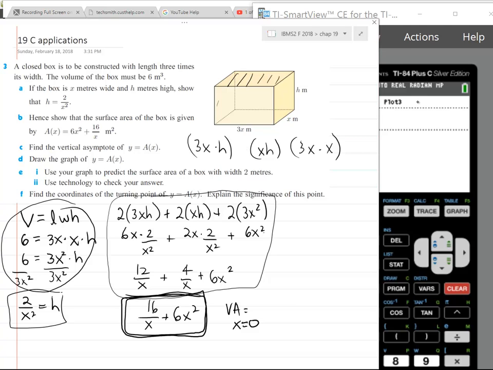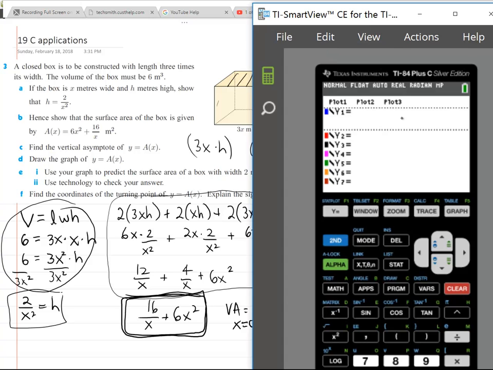Before we draw it, you could go to graph paper and make a table of values and sketch this out, but we have calculators, so we're going to go to our calculator and type in the equation: 6x squared plus 16 divided by x. I don't need any parentheses because x is by itself in the denominator and the 16 is by itself in the numerator. It's not 6x squared plus 16 all divided by x. It's 6x squared plus 16 divided by x.